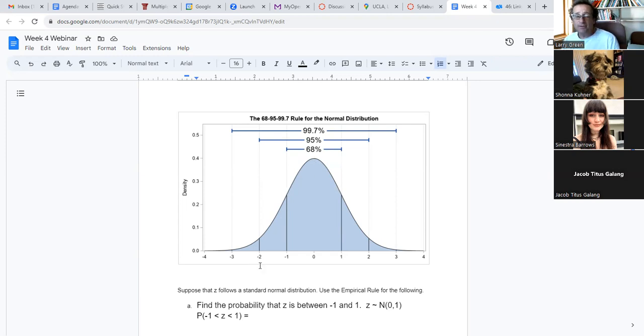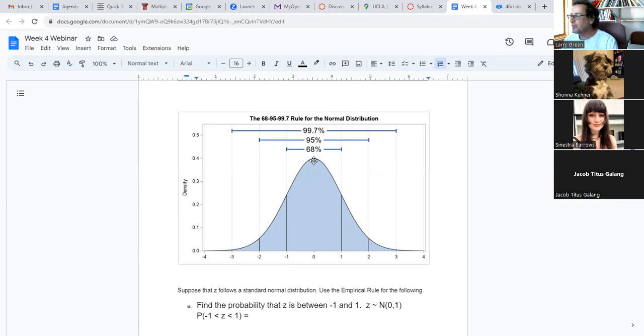And if you want the probability of being between -2 and 2, that's going to be 95%, or 0.95 if you want to write it as a probability. And then the third one's a little messier: if you're between -3 and 3, then 99.7% of the data will fall between -3 and 3. And that is the standard normal distribution.